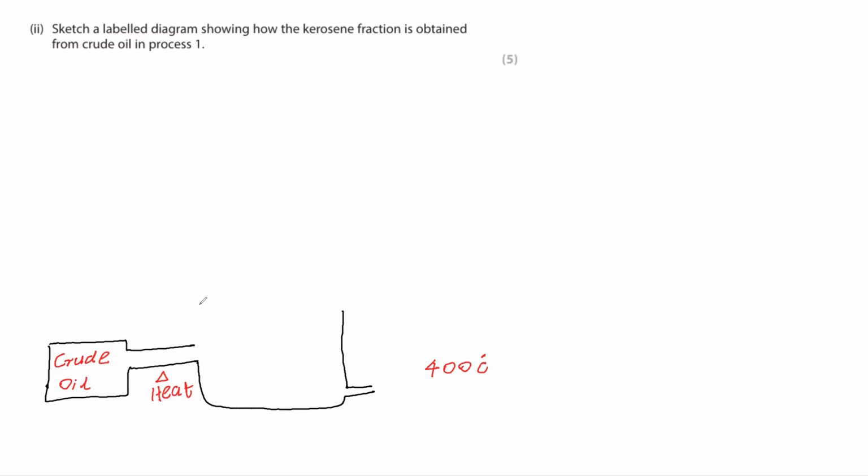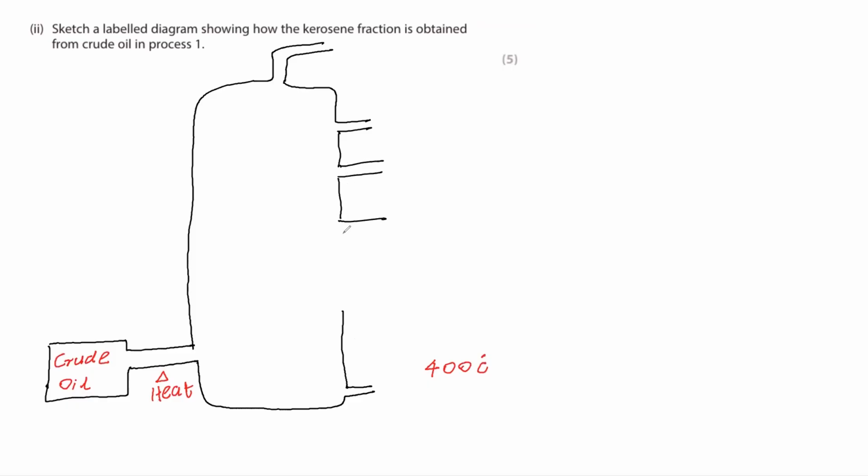Then you put them into a column like this. We call this column a fractionating column. So likewise there are separate levels. I just drew only a few, right? So then what will happen? At the bottom it is so hot, like 400 degrees Celsius. Then in this fractionating column, they have these layers.